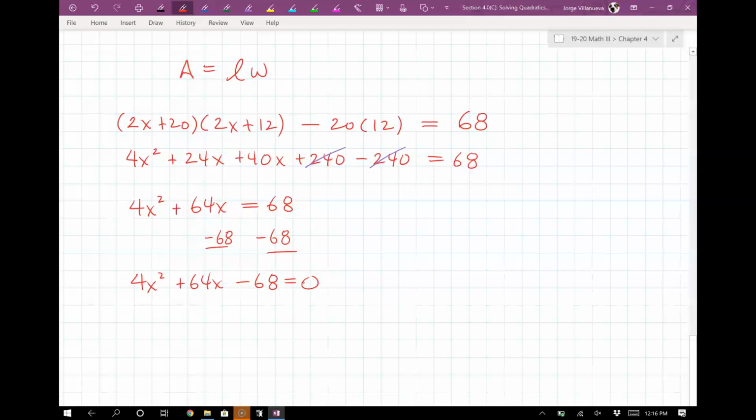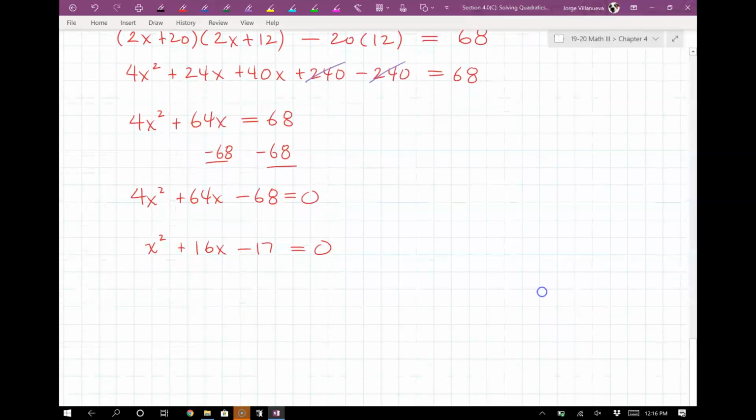So they said to solve these, use the quadratic equation. Okay? Before you do that though, because these numbers are pretty big, you can actually divide all of those numbers by what? By 4. All those can be divided by 4. So let's divide everything by 4. I get x squared plus, what is that? 16x minus 17 equals 0.